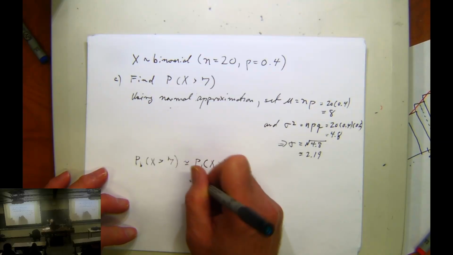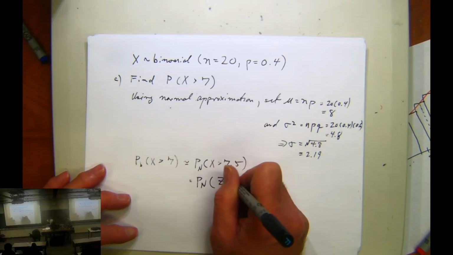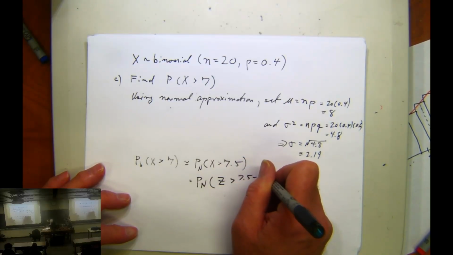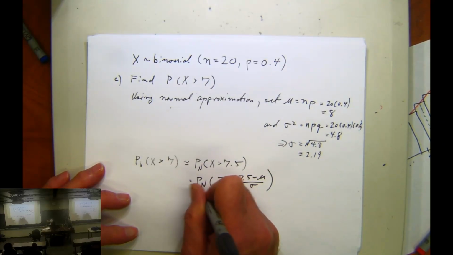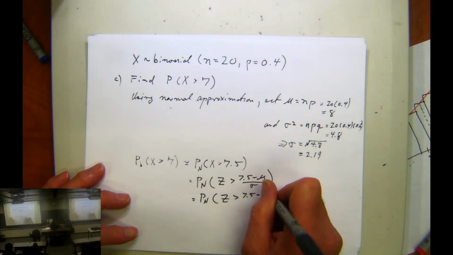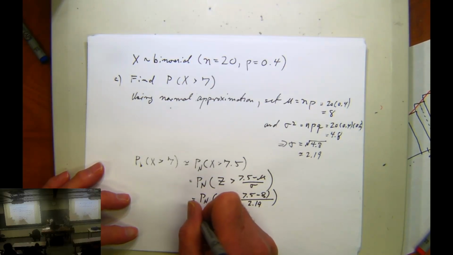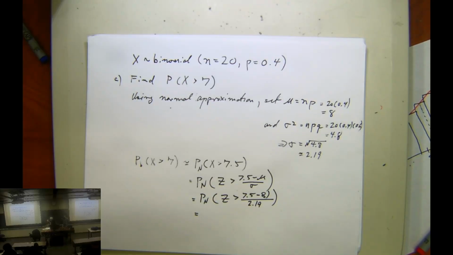And then that is going to be equal to, for a normal, the probability that z is greater than (7.5 minus mu) divided by sigma. That is, z is greater than 7.5 minus, what did we say mu was? 8, divided by 2.19. Okay, that's going to get you a Z value, and then you can use your Z tables to find that probability. Not going to go through that because we've already been through that, but we're going to give you some to contemplate and check your own work here.